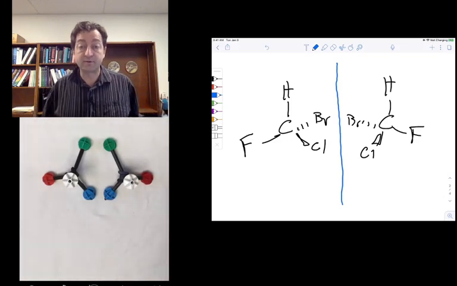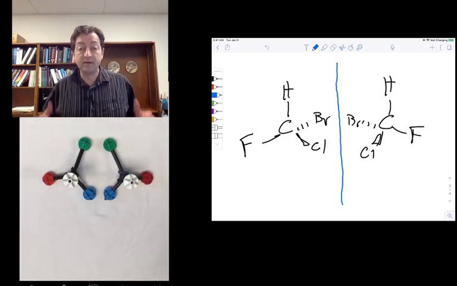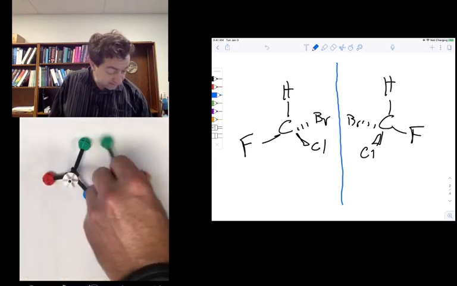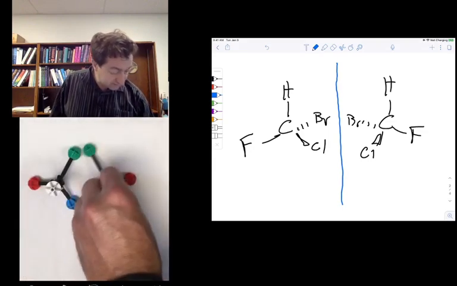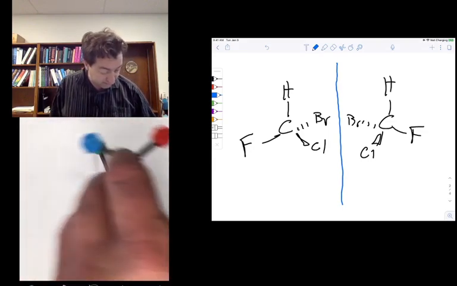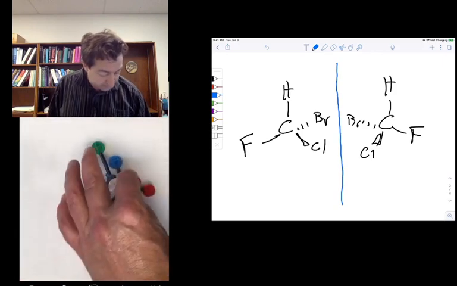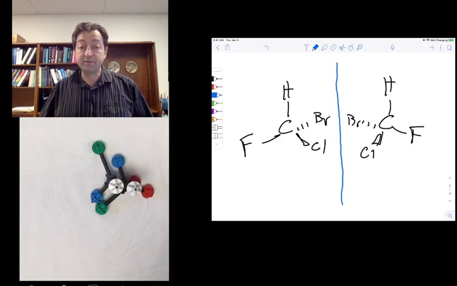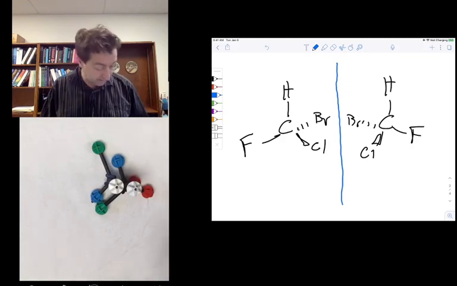The two green atoms are close to each other. The two blue atoms are far from each other. The white and white are on the top, and the red are at the back. And now there's nothing I can do with these two objects to make them superimpose on each other. I can spin them around so that the red and the white line up, but the blue and the greens don't line up. They're opposite of each other.